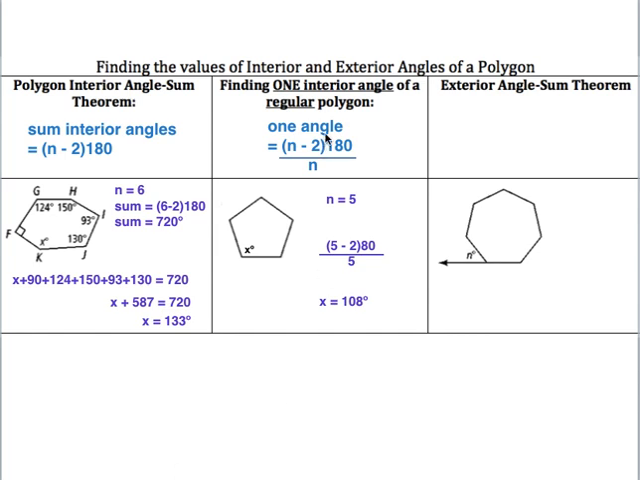So both of the first two theorems were about interior angles, angles on the inside of your polygon. The last rule is about exterior angles, angles that you create when you extend one side of the polygon and look outside the polygon itself. The exterior angle sum theorem says that no matter what n is, no matter how many sides your polygon has, the sum of all the exterior angles together will always equal 360 degrees.